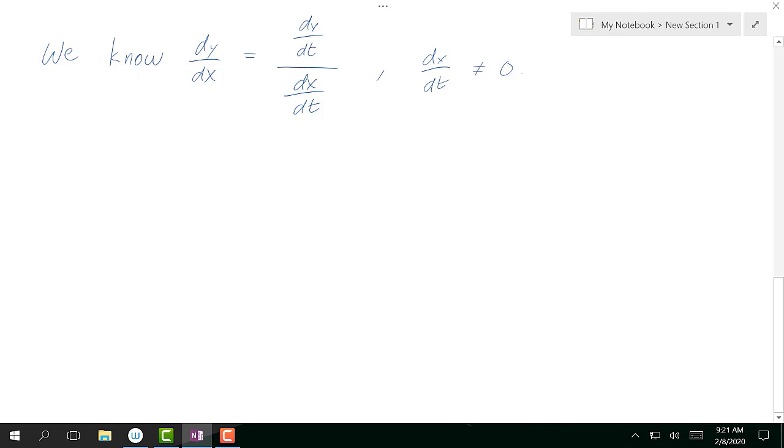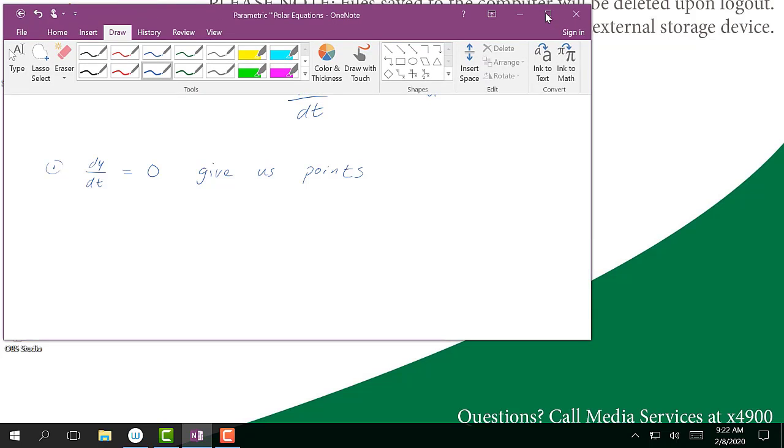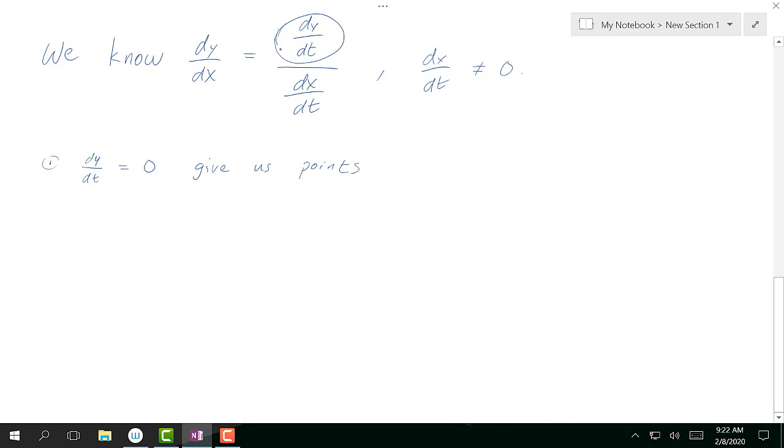Okay, so a couple points to note. One is, if dy dt equals 0, what is that exactly going to tell us about our parametric equation? So go ahead and pause and think about it for a second if you don't know. But what this is going to do is give us points of some type of tangency. And so we can see that dy dt is right here in the numerator. And so if that's going to be 0, then of course this is going to be points of horizontal tangency.